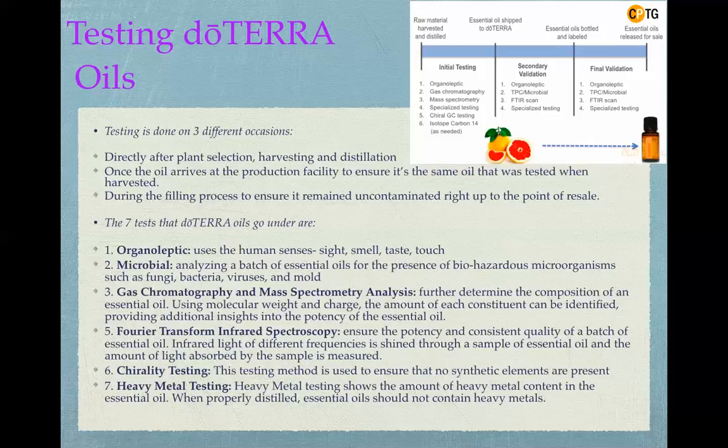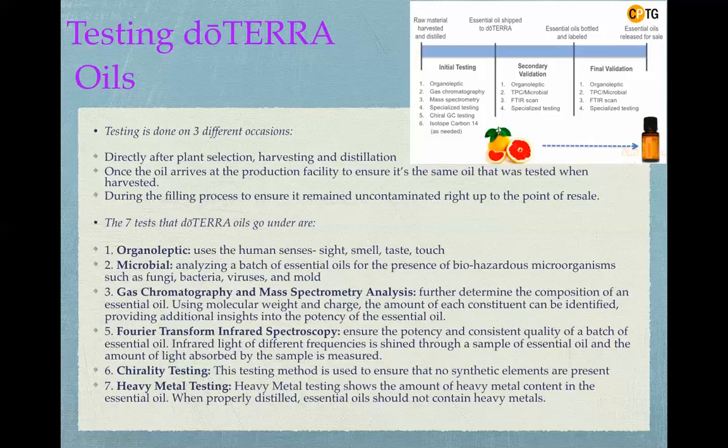Goes through microbial testing to analyze that these essential oils don't have any presence of biohazardous microorganisms such as fungi, bacteria, viruses, and mold. So those are particularly common in other types of distillation or other types of essential oils and may not go through this type of rigorous testing.